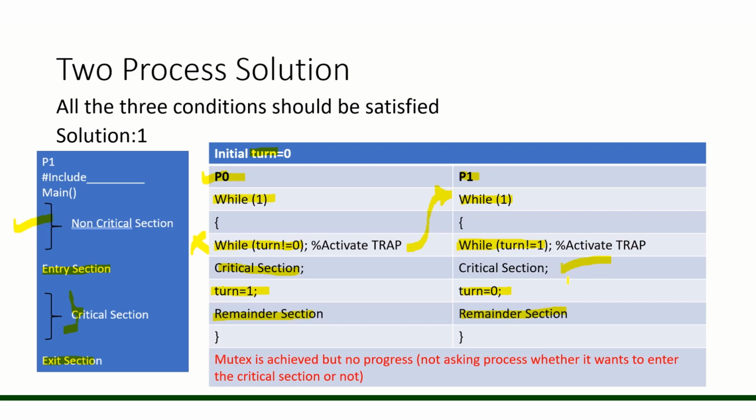So this solution is not following progress. It is following strict alternation. If P1 does not want to go into the critical section, then P0 should be able to re-enter the critical section, but this is not happening here. So this solution satisfies mutual exclusion, but it does not satisfy the progress criterion.